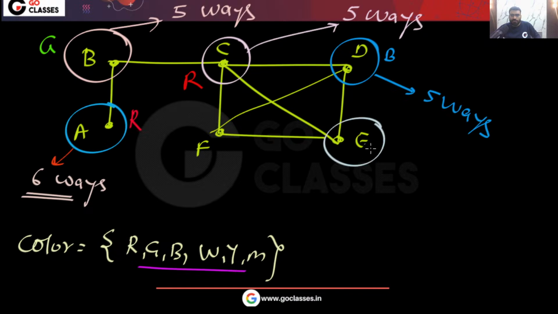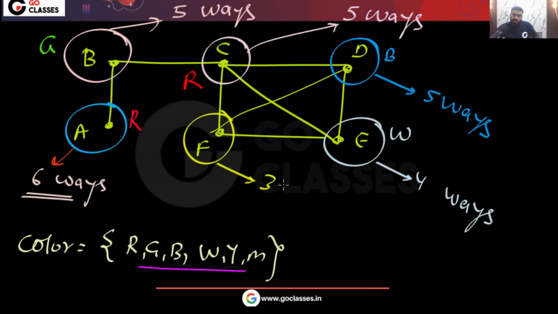Now you tell me, how many ways for vertex number E? To vertex E, I cannot give red, and I cannot give blue. So there are a total of 4 ways. Yes or no? To E, I can give, for example, white color. Now finally, what about this vertex F? For vertex F, you cannot use red, blue, white. So there are a total of 3 ways. I can use yellow color.